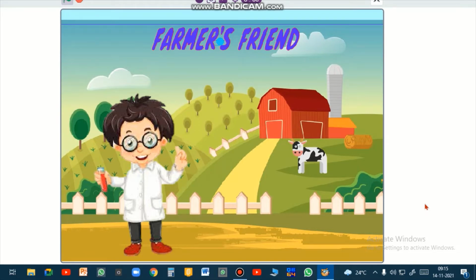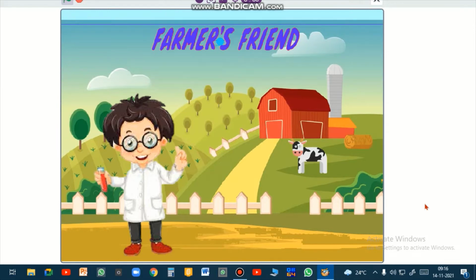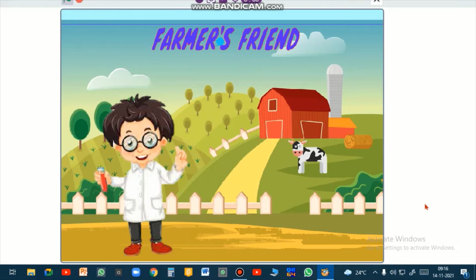Soils with a clay loam or loam texture, good structure and moderate water holding capacity are ideal for wheat cultivation. It tells and shows too. The most suitable climate for wheat farming is moist and cool weather. The soil must be properly prepared before starting the wheat farming. For this you can plow the soil either with disc or mold.